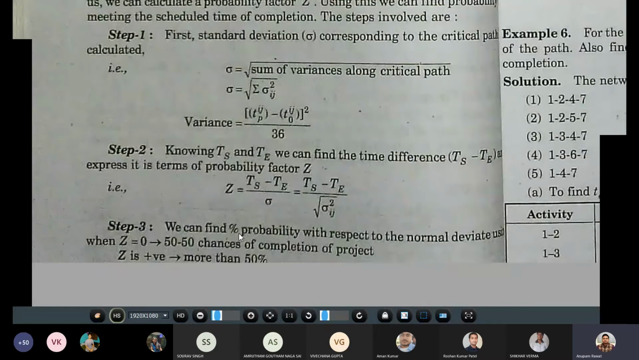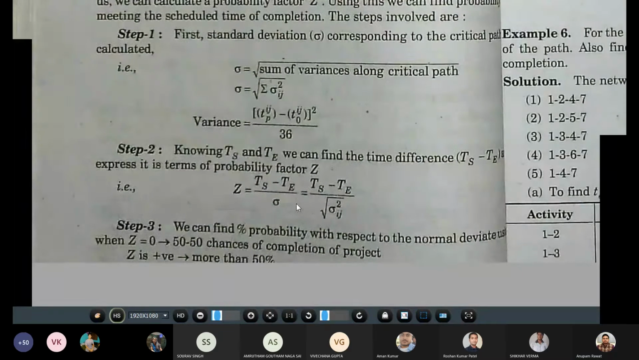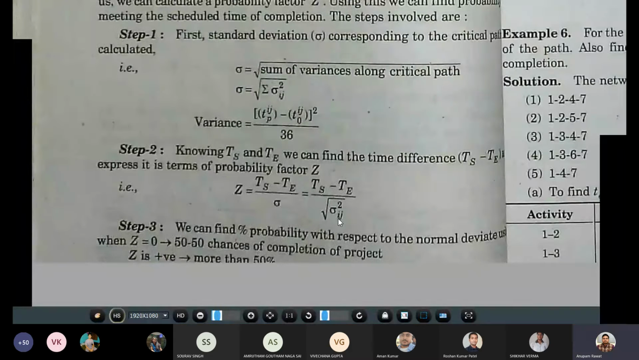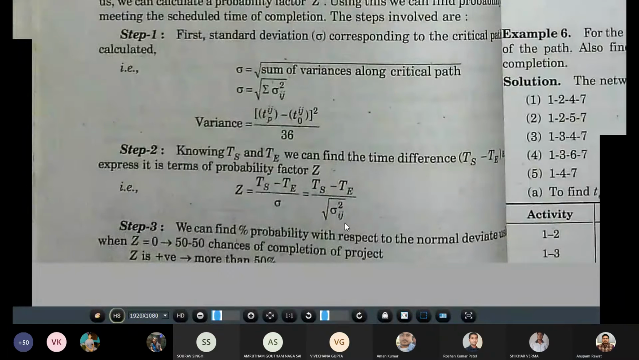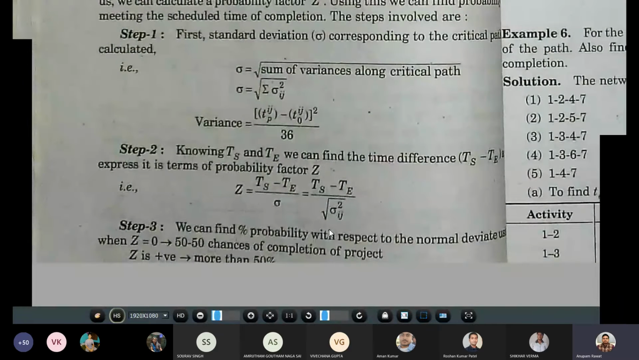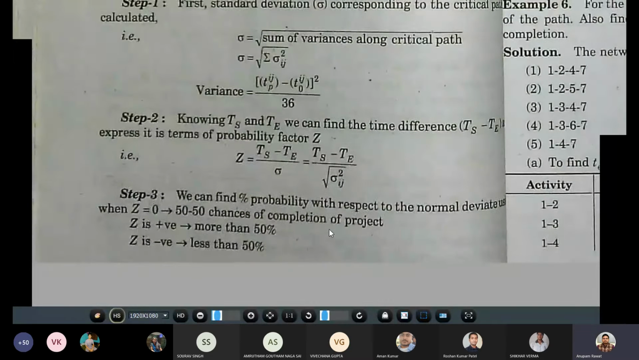So Z is equal to (TS minus TE) upon sigma, where sigma is equal to the square root of sigma square upon Ij. So we can find the probability with respect to the normal deviation. When Z is equal to 0, there is a 50% chance of completion of the project; when Z is positive, it is more than 50%, and when Z is negative, it is less than 50%. So this way we can calculate the probability.